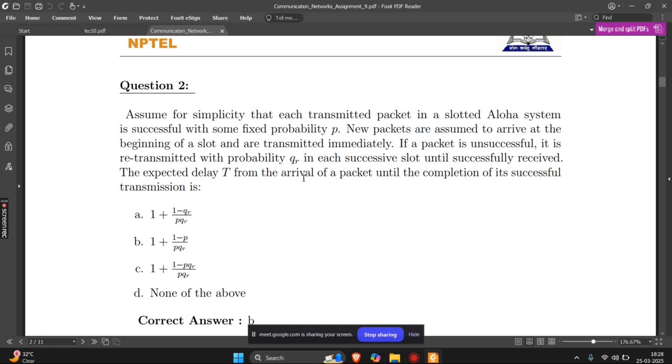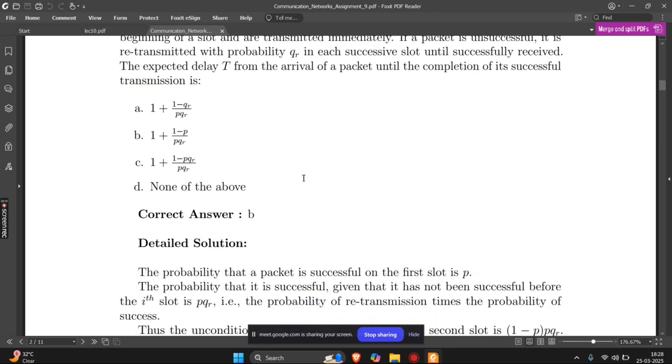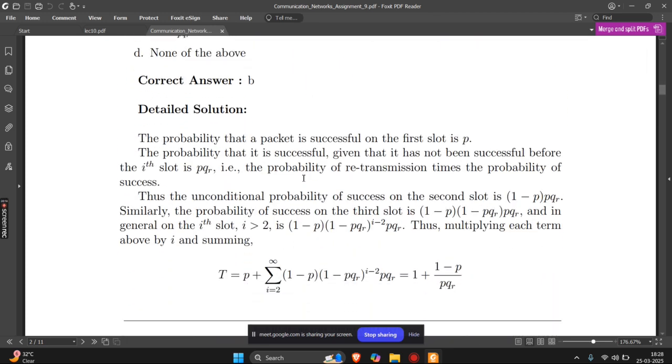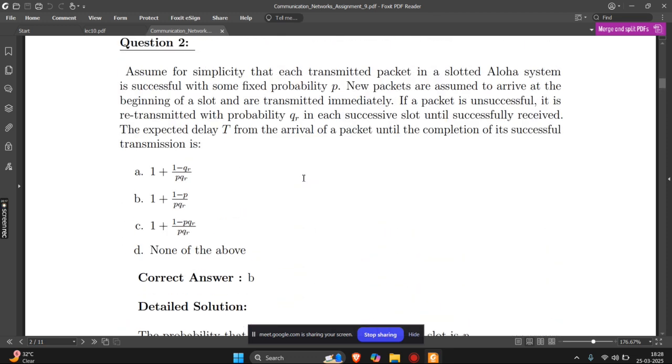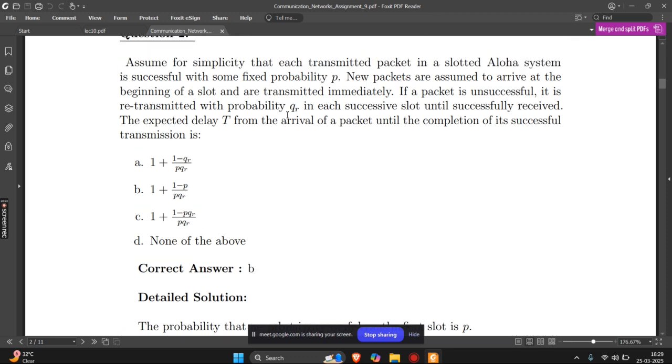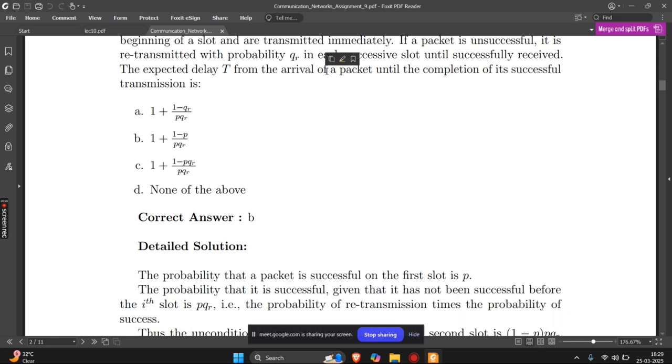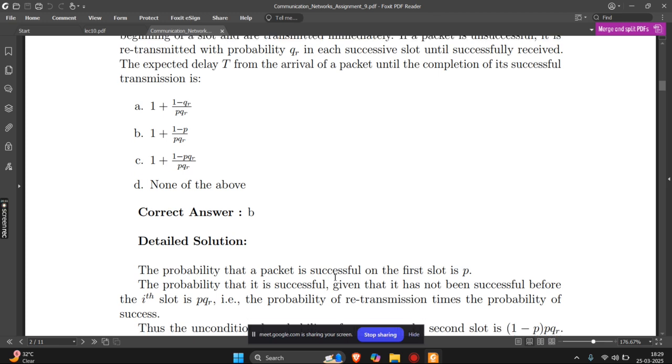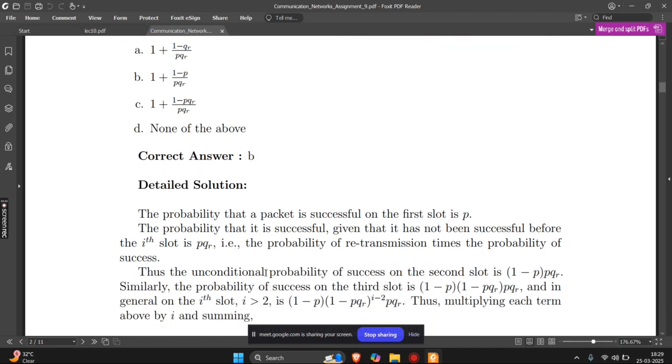So the success probability is p, and the retransmission probability is qr. So we have to find the expected delay. Now we see that the probability that a packet is successful on the first slot is p. So each transmission in slotted ALOHA is successful with some fixed probability p. The probability that it is successful, given that it has not been successful before the ith slot, is p qr. That is the probability of retransmission times the probability of success.